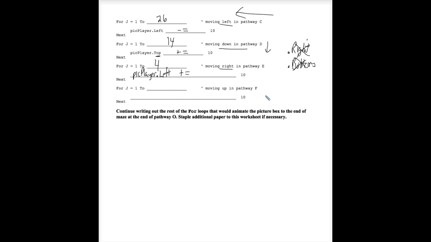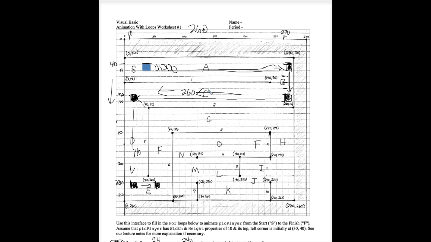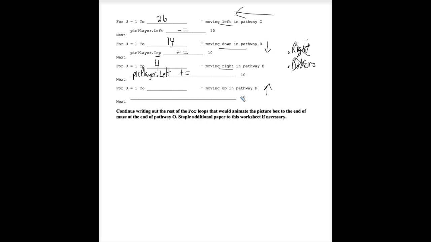And last of all, to go up pathway F, let's take a look at that. If you're right here, and you want to go up to about this spot right here, how far is that distance? Well, the top edge is at 230, and the top edge will eventually be at 120. 230 minus 120 is 110. So we need to cover a distance of 110 pixels, but we're going 10 at a time. So we need the number 11 here. 11 times 10 is 110 pixels.